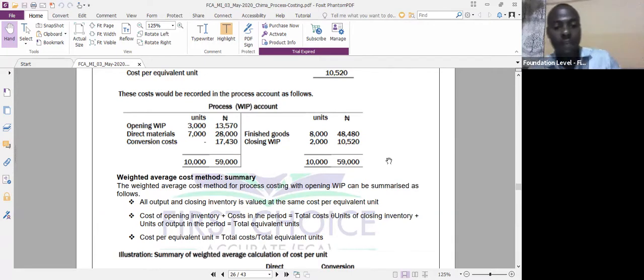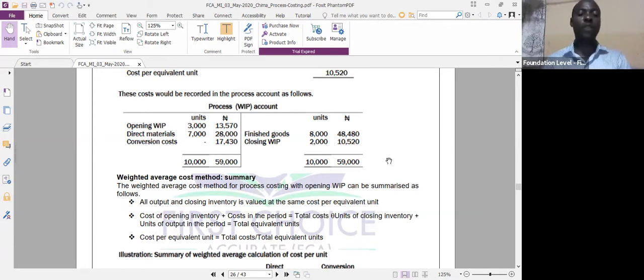Now, the weighted average cost method, here's a summary for it. The weighted average cost method can be summarized as follows. All inputs and closing inventory is valued at the same cost per equivalent unit. So there's no distinction between the opening stock cost and the cost in the unit. All of them are valued at the same cost per unit.